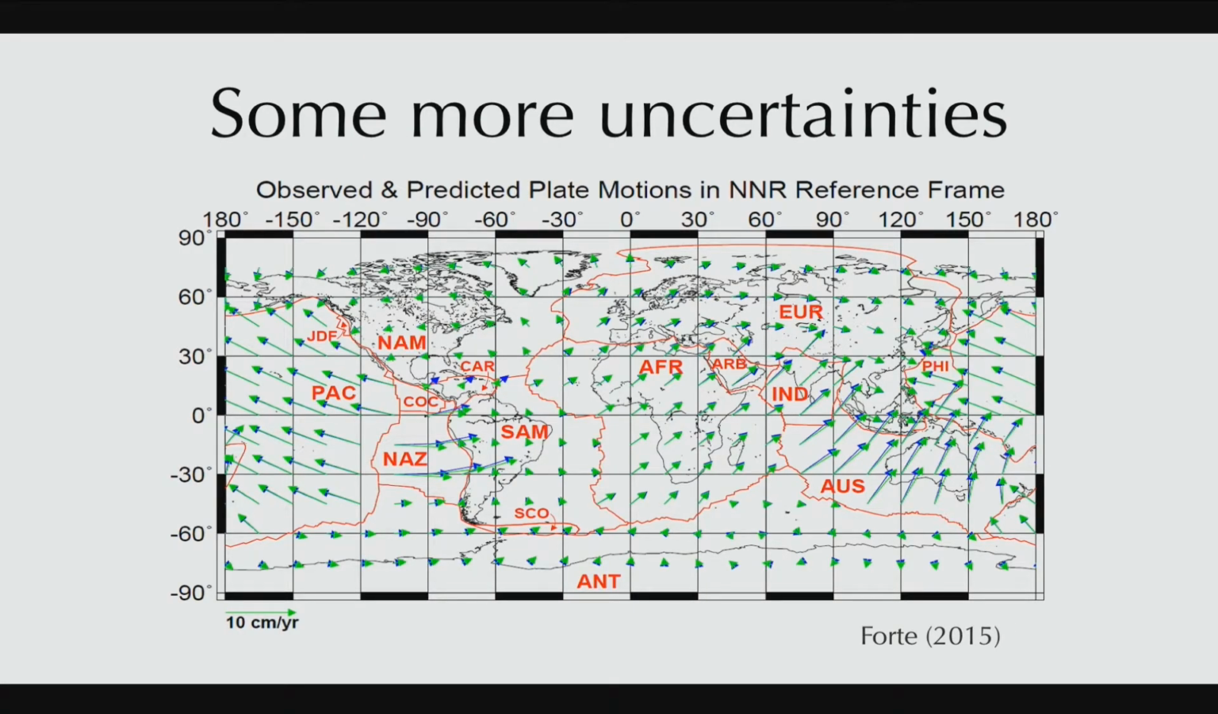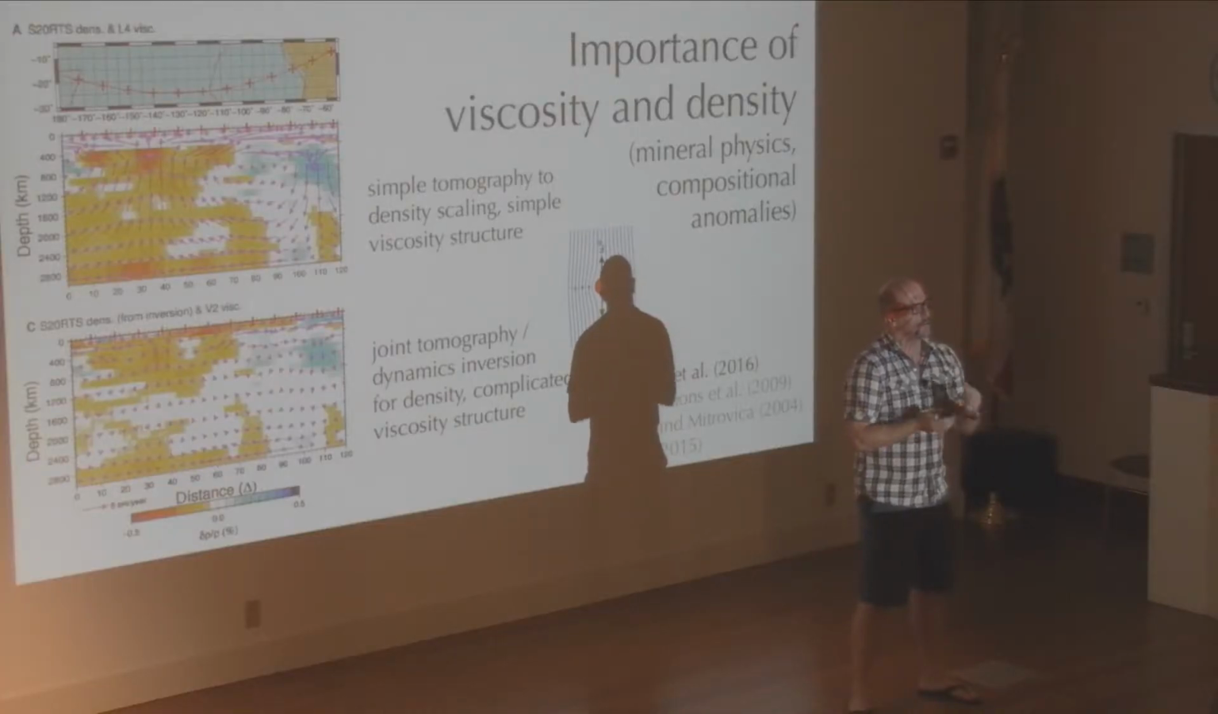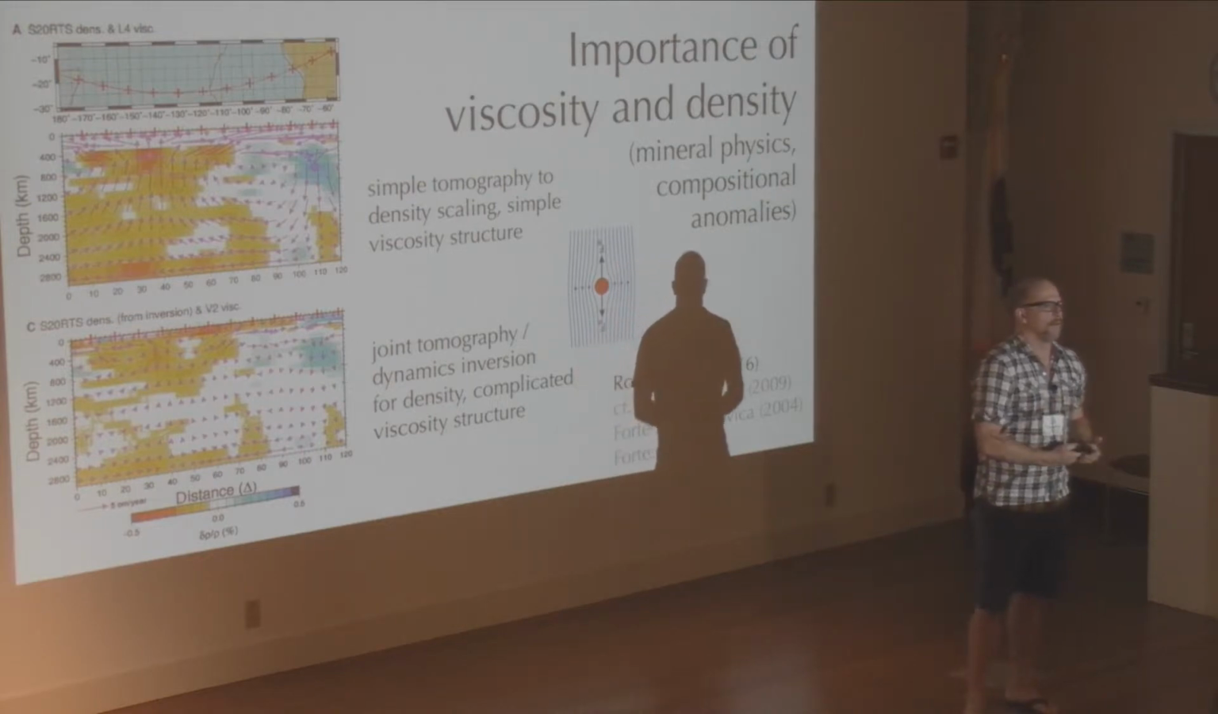Now there are some other uncertainties, obviously, and here's another prediction of plate velocities from Alex Forte, much, much better than the one I showed earlier. What is done in this computation is a joint inversion of a range of observations to address this issue: how much of tomography is actually imaging compositional anomalies as opposed to thermal anomalies?